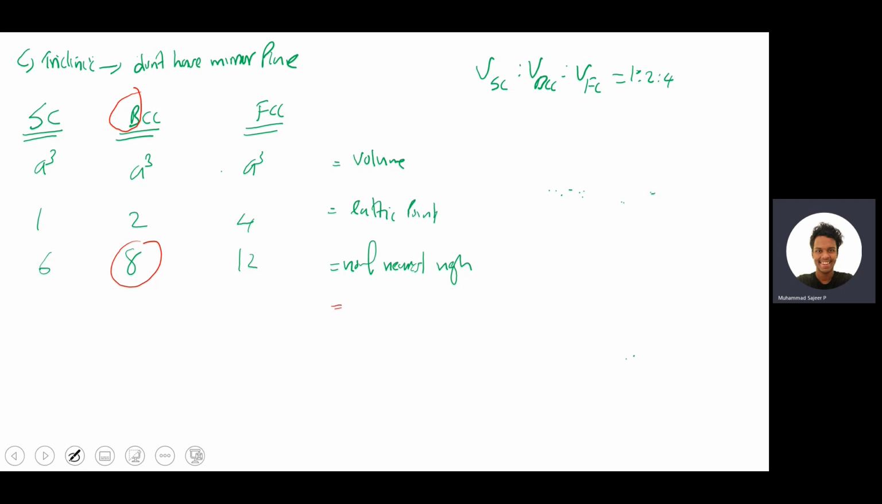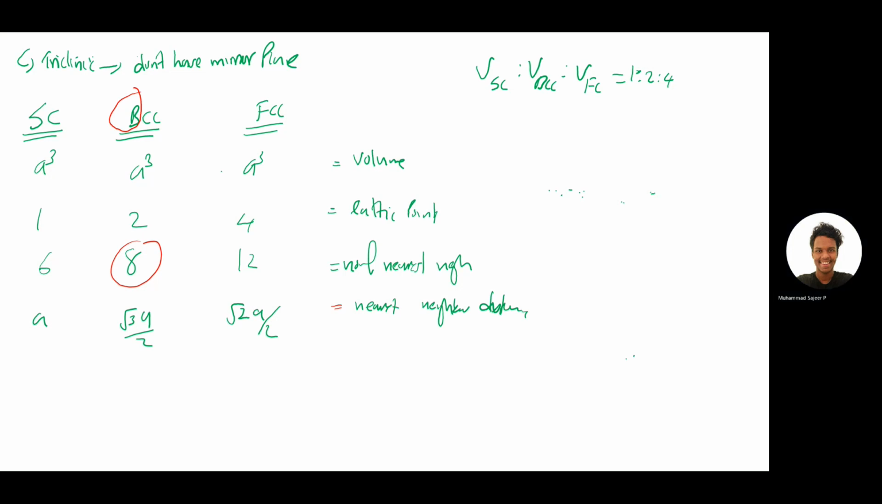All right. And the nearest neighbor distance will be a, root 3a by 2, and root 2a by 2. Just remember that for simple cube it is always a, for BCC it is root 3a by 2, and for FCC it is root 2a by 2. The a by 2 is there, and the root 3 to root 2 is going to reduce.